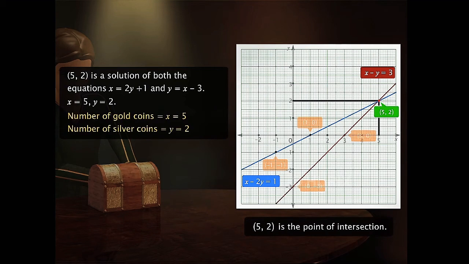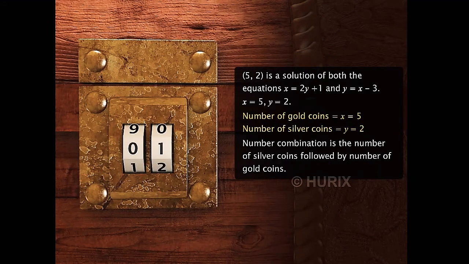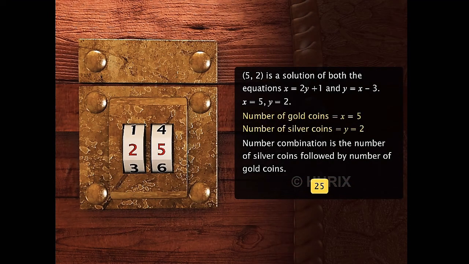Therefore, there are 5 gold coins and 2 silver coins in the box. And the number combination to open the lock is the number of silver coins followed by the number of gold coins. Thus, Tony can open this box by using the number combination 25.